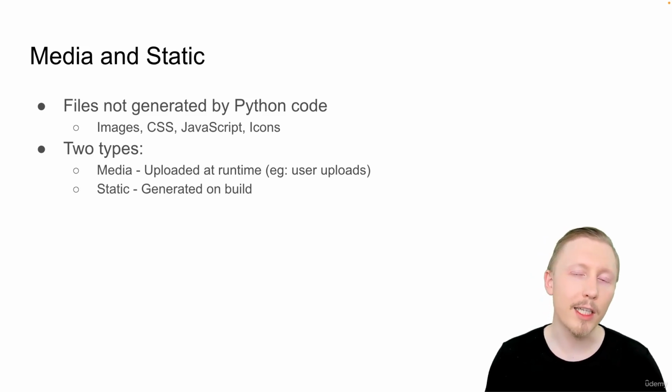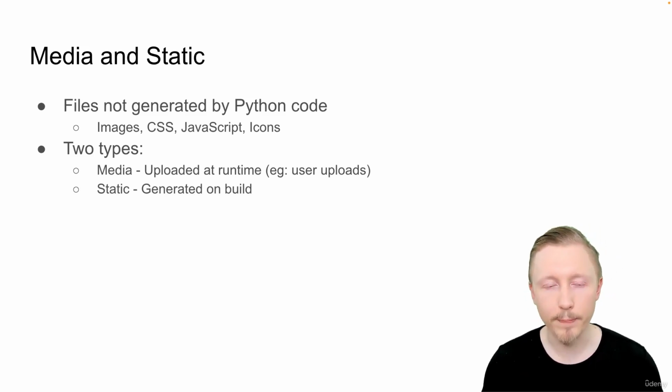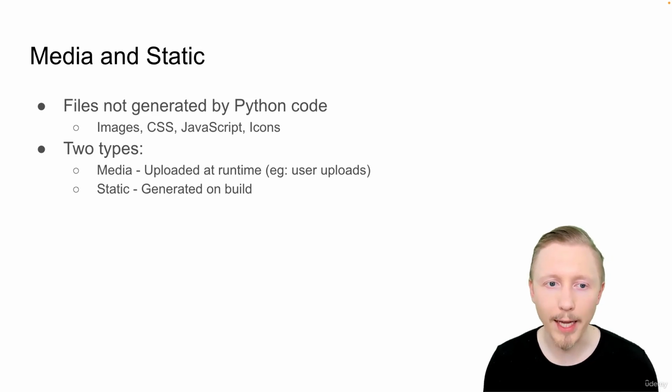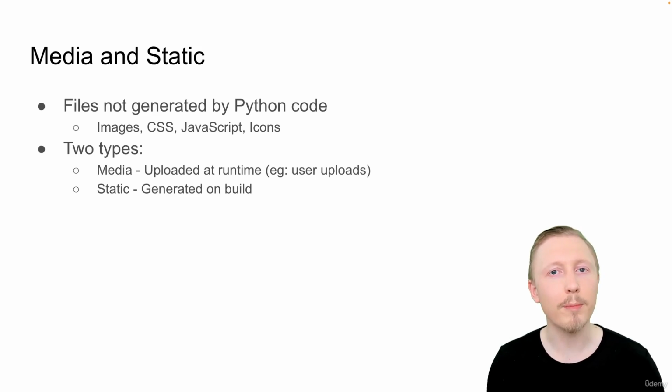And these are generally generated on build or when you first run your application. And these are files that are created with your source code. So these might include things like images or CSS for styling pages or JavaScript assets which may be used as part of the different packages that you're using in order to style the web interface.